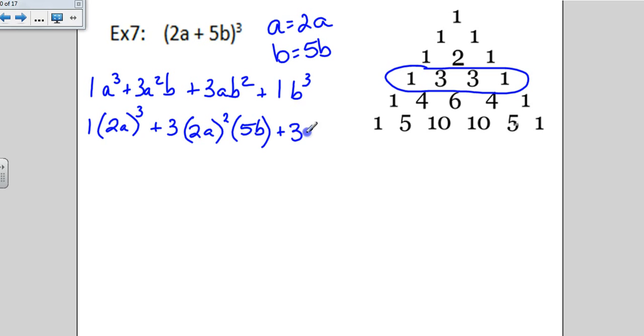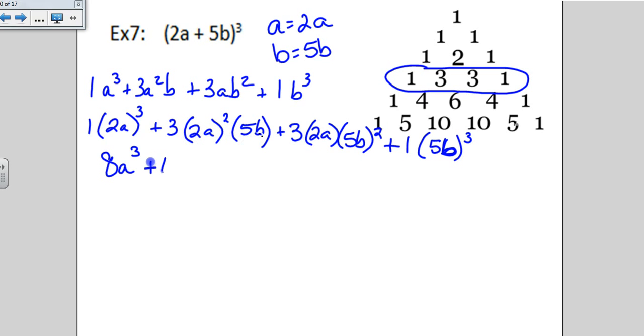Oops, I'm running out of room. 3 times a times b squared, and then plus 1 times b to the third power. That's a b, not a 6. Alright, so simplifying this, 2a to the third would be 8a to the third. Okay, a little bit of brain power here. 2 squared is 4. 4 times 5 is 20, times 3 is plus 60.